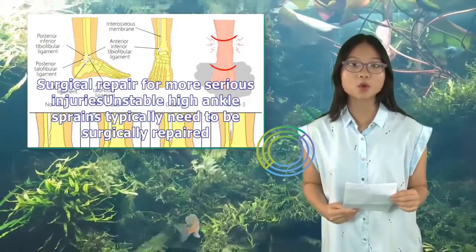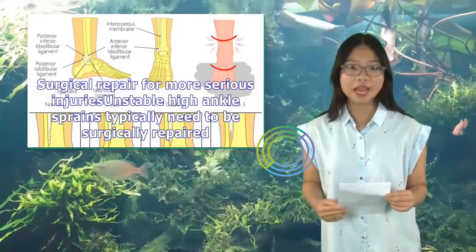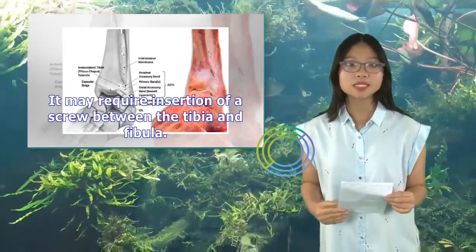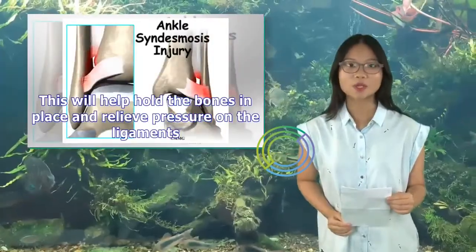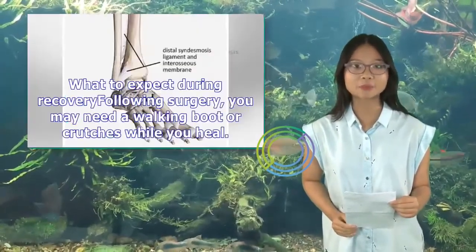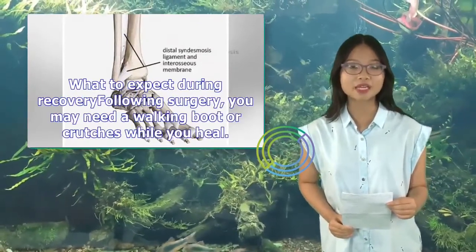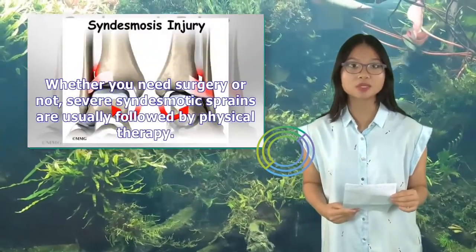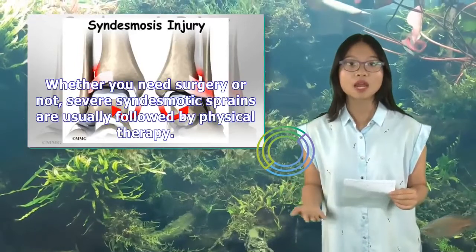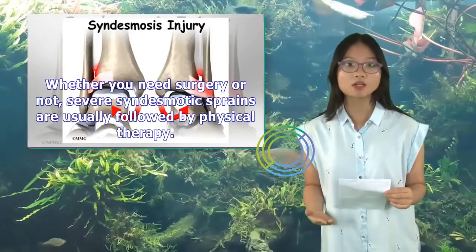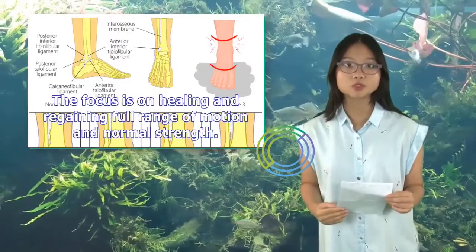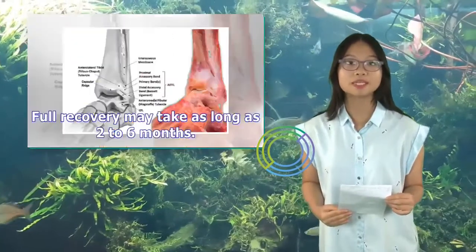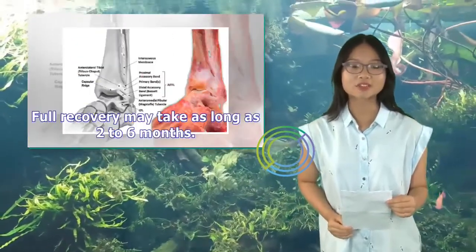Surgical repair for more serious injuries. Unstable high ankle sprains typically need to be surgically repaired. It may require insertion of a screw between the tibia and fibula. This will help hold the bones in place and relieve pressure on the ligaments. What to expect during recovery following surgery? You may need a walking boot or crutches while you heal. Whether you need surgery or not, severe syndesmotic sprains are usually followed by physical therapy. The focus is on healing and regaining full range of motion and normal strength. Full recovery may take as long as 2 to 6 months.